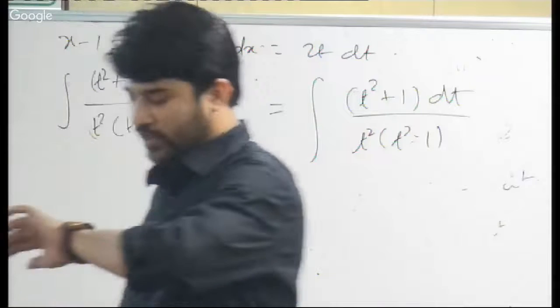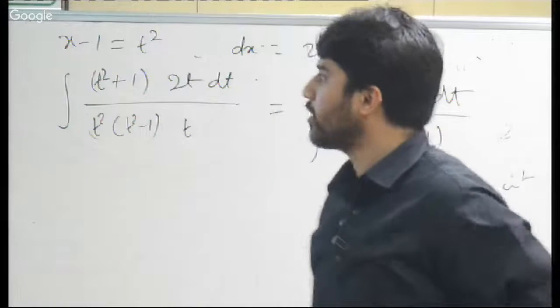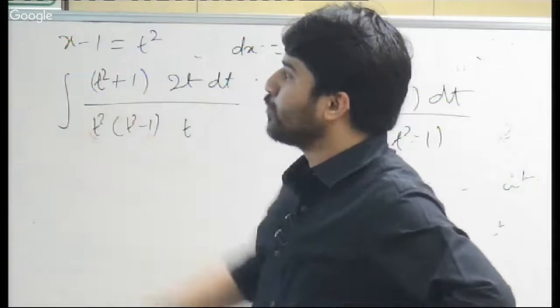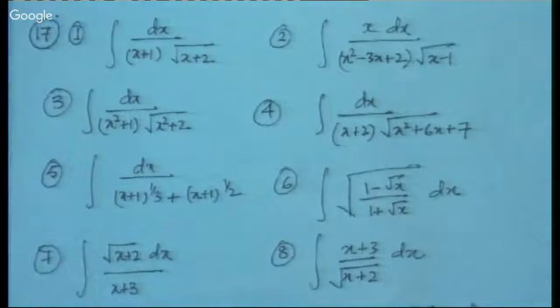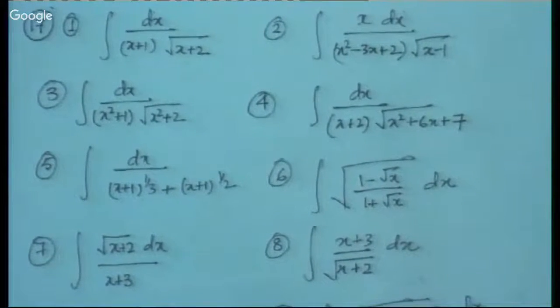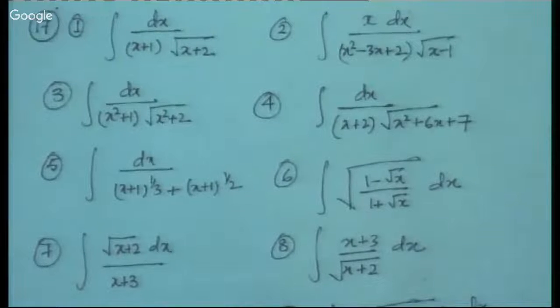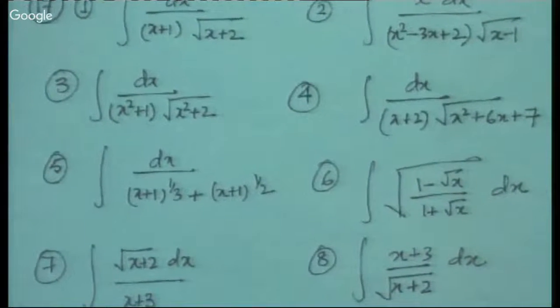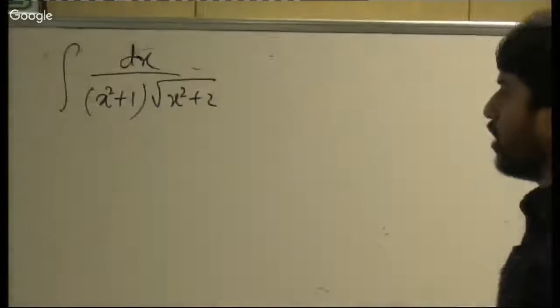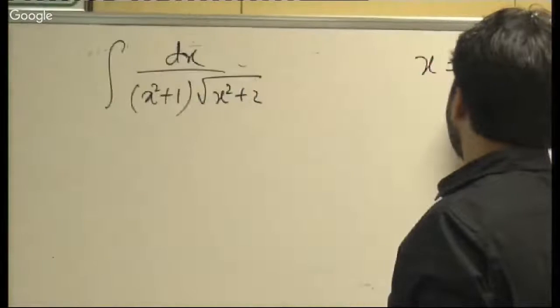Similarly, we don't have much time. I'll just talk about it now. So if you see part 3, quadratic into root quadratic, right? This was what we got. Whenever we see quadratic into root quadratic, I'll just show you this question. Like you have dx upon (x square plus 1) into under root (x square plus 2). See, whenever you see quadratic into under root quadratic, always try to substitute x is equal to 1 by t.